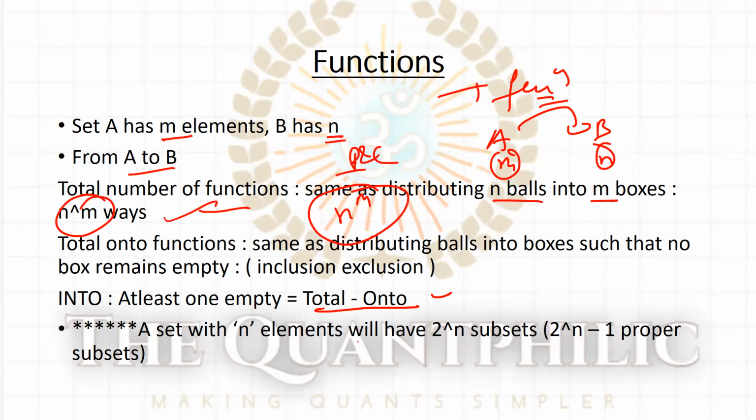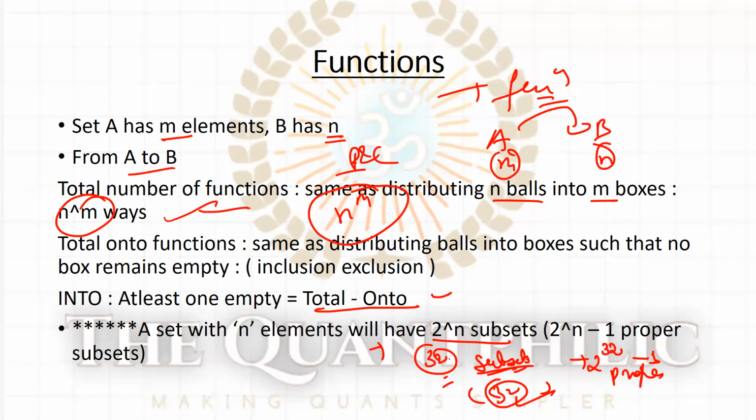Now a set with n elements will have 2 to the power n subsets. This is important. Like there are questions: a set has 32 elements, find the number of subsets. The number of subsets will be 2 to the power 32. For proper subsets, you have to subtract one, because in these 32 subsets there will be a set exactly the same as the set itself. So that case you have to subtract. So 2 to the power 32 minus 1 will be the proper subsets, and 2 to the power 32 will be the total subsets.